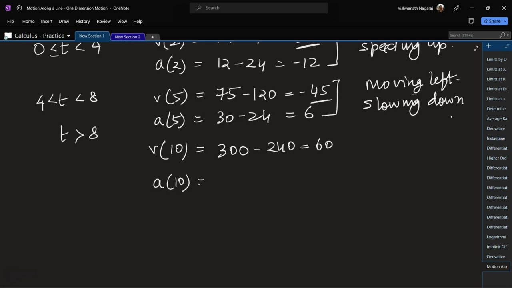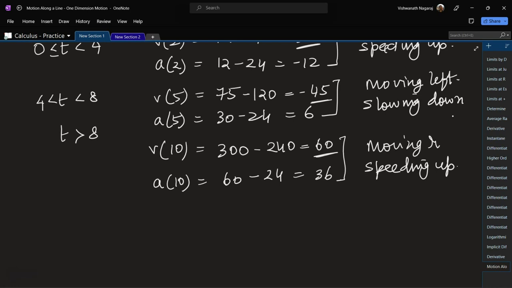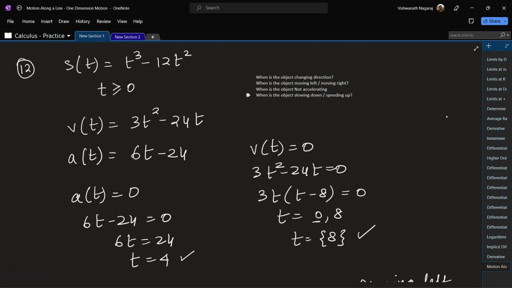And a of 10 is equal to 6 times t, that is 6 times 10 minus 24 equal to 36. Here again both are positive, so speeding up, and this is positive velocity, so moving to the right. So we have seen that the object is not accelerating at t equal to 4. We have seen the object slowing down and speeding up in what intervals. We have seen moving left, moving right in what intervals, and when is the object changing direction.